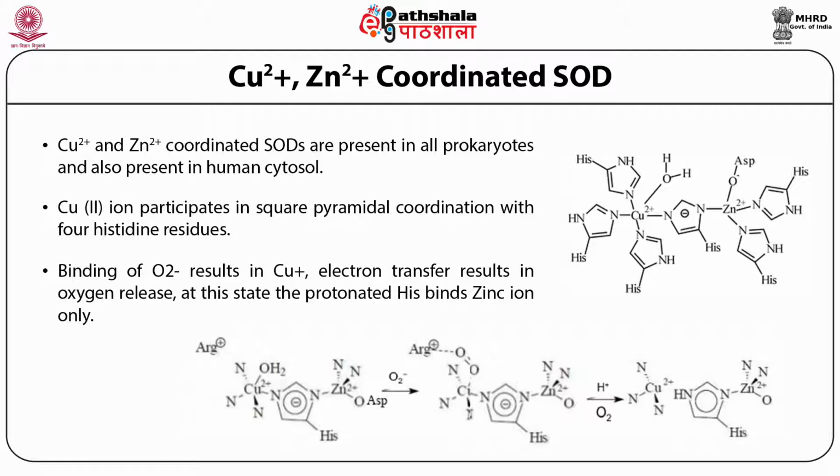So you can see the whole reaction down below, and this is how the copper and zinc cluster functions in converting superoxide radical to normal oxygen and H2O2.